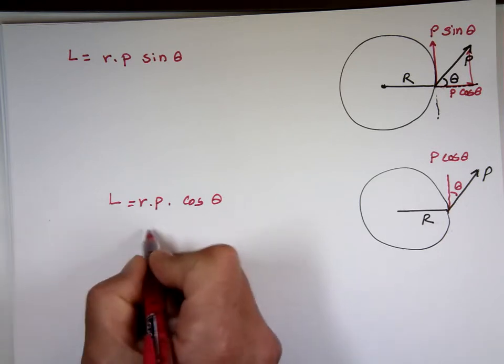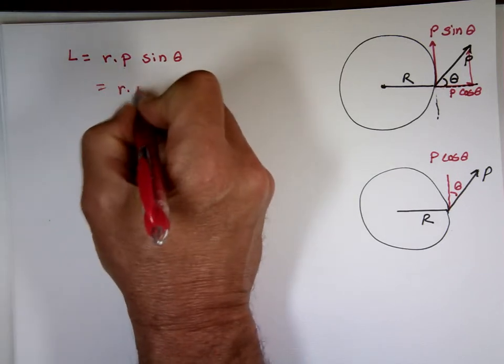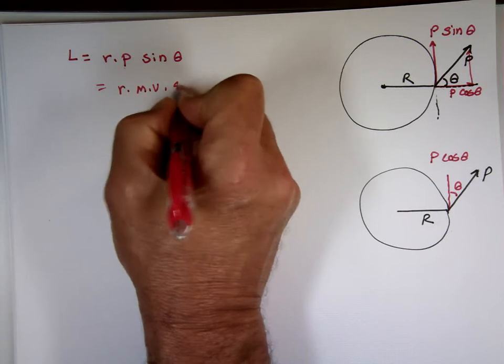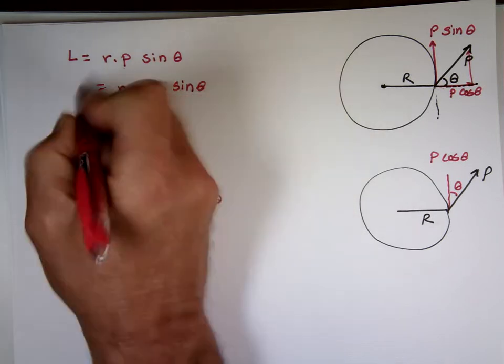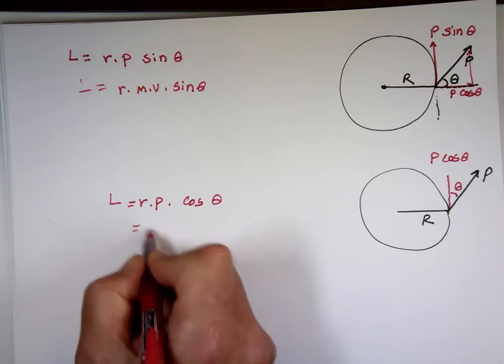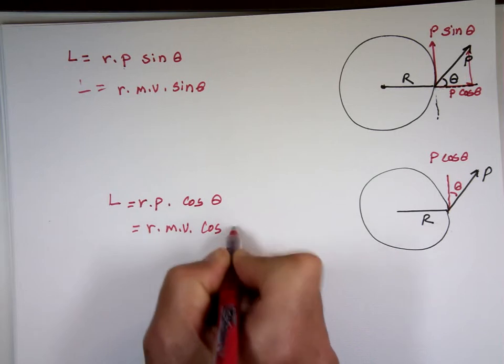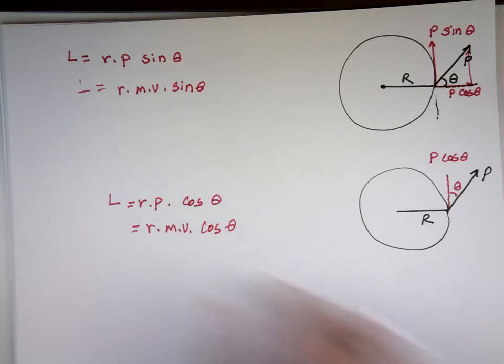So you can write that, in this case, this is mass times velocity, R times M times V times sine theta. Linear momentum is mass times velocity. Here, this will be R times mass times velocity times cosine theta for this example. I'll take an example in a minute and go through it.